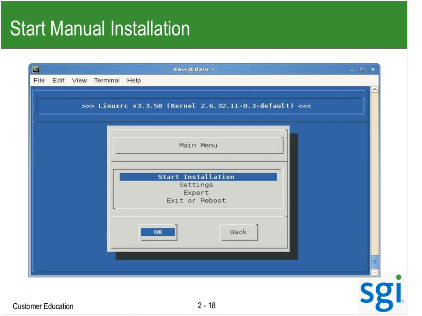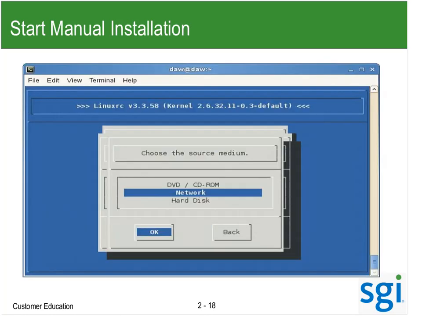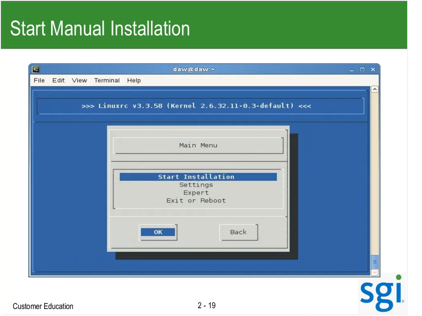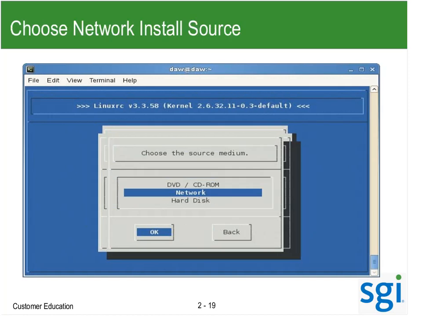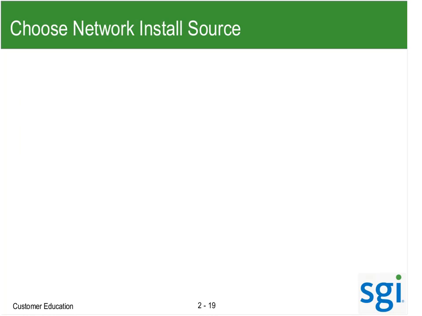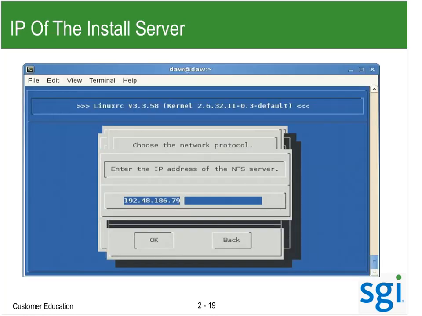And then I'm at a start installation screen. Again, I'm calling this manual installation. And then I hit start installation, and it goes to network, or actually it was on DVD, and I down arrow to network and hit OK. And then I've got to put in the IP address of my NFS server.